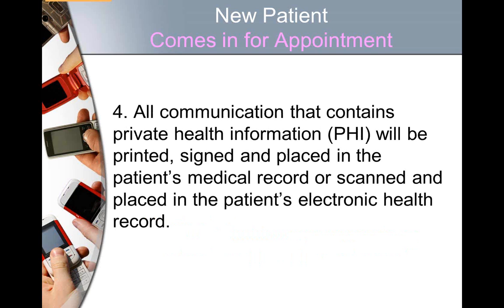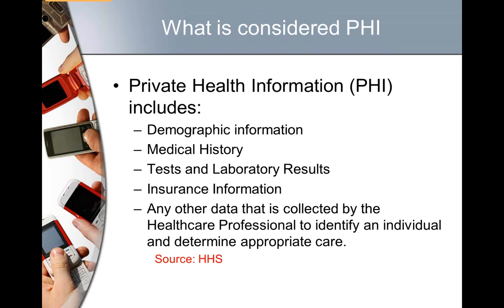All communication that contains private health information will be printed, signed, and placed in the patient's medical record or scanned and placed in the patient's electronic record. So the question is always, what is considered private health information? Well, I got this right from the Health and Human Services, and it is demographic information, medical history, test and laboratory results, insurance information, and any other data that is collected by the healthcare professional to identify an individual and determine appropriate care. So all of that information, if you're putting any of that into an email or text, that's considered private health information.